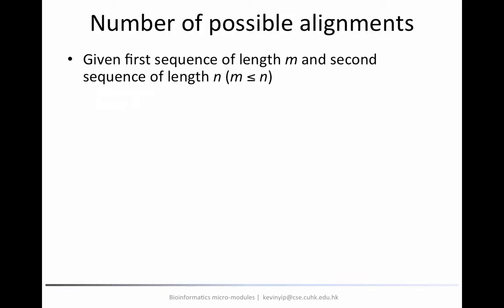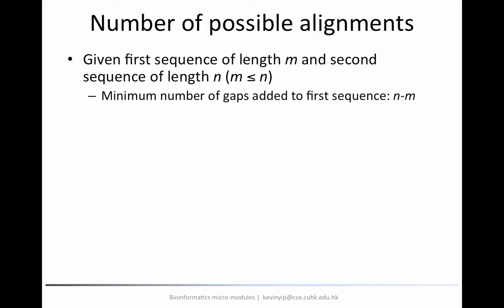Now let's consider the general case in which the first sequence has length m and the second sequence has length n. The analysis basically goes in the same way. We want to introduce some gaps to the first sequence. The minimum number that we need to introduce is n minus m. And the maximum number of gaps without having any position having gaps only is n.